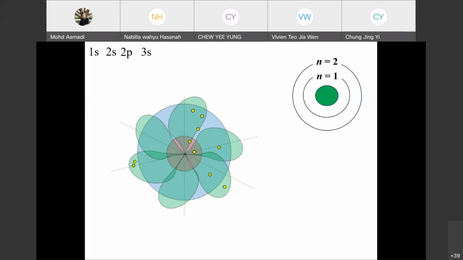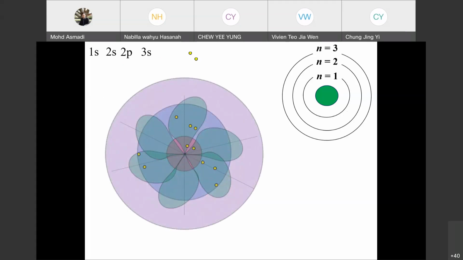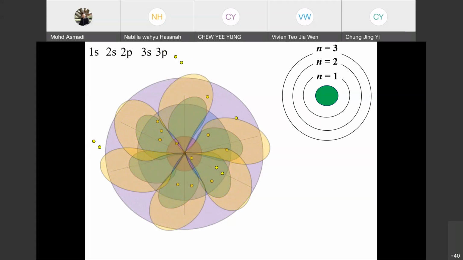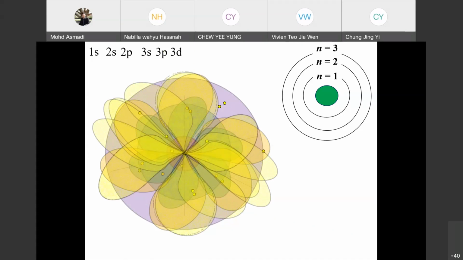Okay, it's moving, right. 3S, another round shape is moving. 3P, another dumbbell type. And then we put another electron. This electron, it's moving. 3D, fan shape. Okay, we put more. It's moving. That's why there is the amplitude there, due to the movement of the electron. So that's why it's quite difficult to locate the electrons.